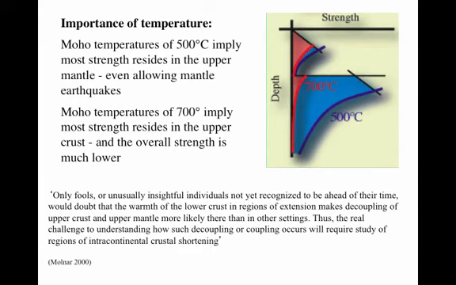And this is a quote from Peter Molnar. "Only fools or unusually insightful individuals not yet recognized to be ahead of their time would doubt that the warmth of the lower crust in regions of extension makes decoupling of the upper crust and upper mantle more likely there than in other settings. Thus, the real challenge to understanding how such decoupling or coupling occurs will require study of regions of intercontinental crustal shortening."